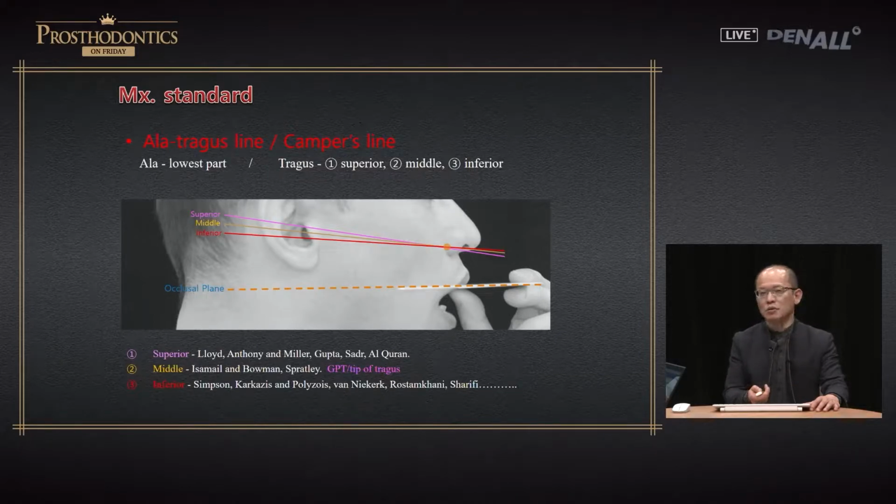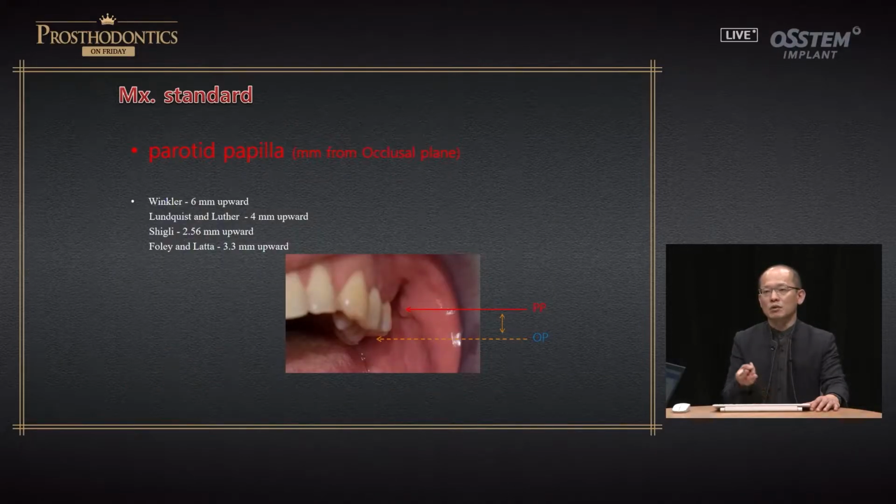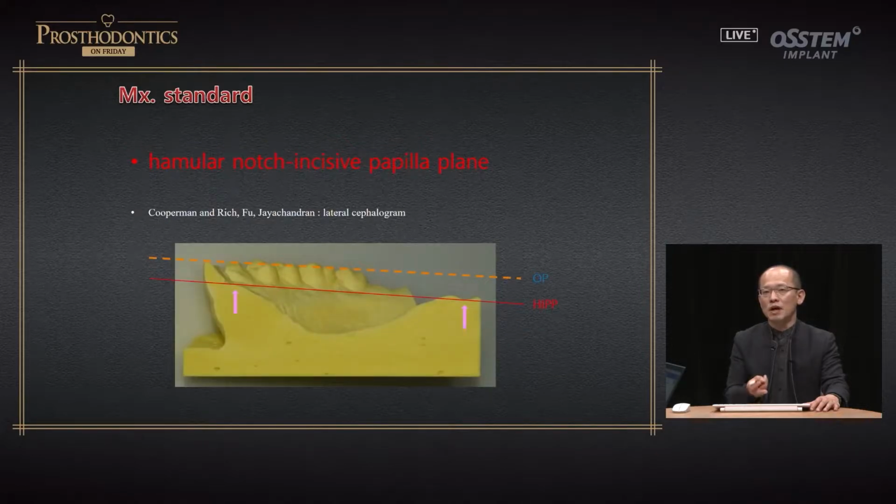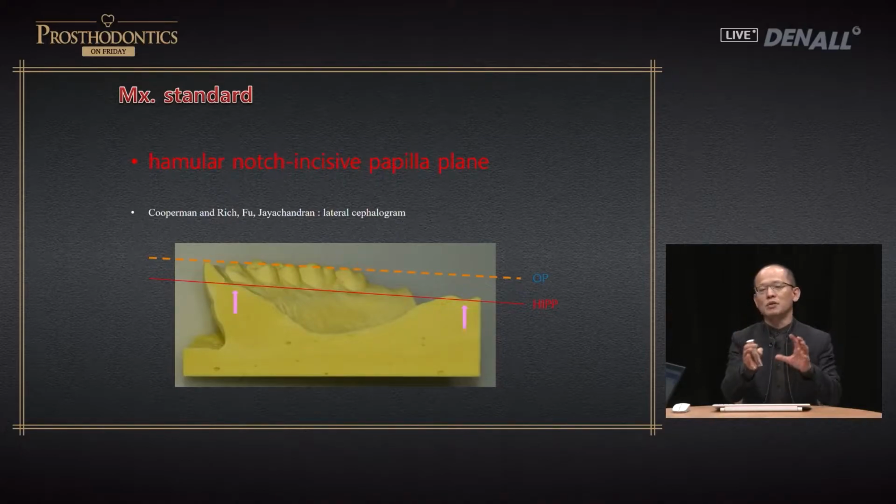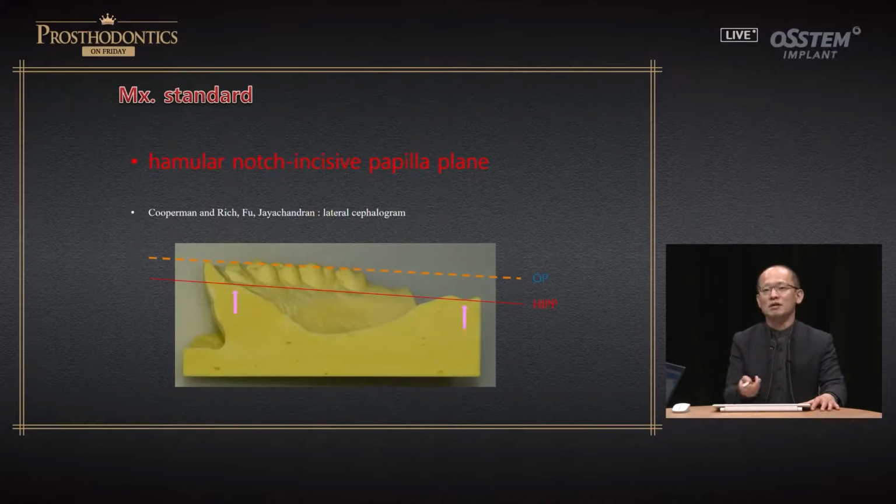The Ala-tragus line and Camper's line are the standard. Another reference is the parotid papilla. There should be a certain distance from the occlusal plane. There is also the hamular notch and incisive papilla plane, with the hamular notch on both sides and this kind of inclination from the center. This is how the teeth have remained, and teeth are inclined or distorted, so by having a stable landmark that will not change that much, you can set it as a reference.